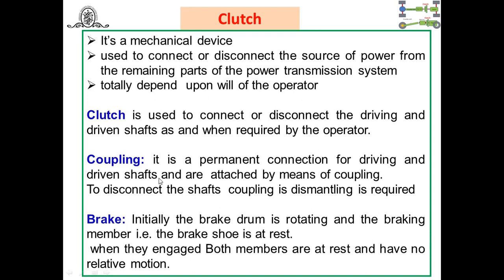Then another element is the brake. Initially the brake drum is rotating. Here also there are two units, driving and driven. The brake drum is the driving unit and is a rotating one, and the braking member, the shoe, is at rest. How are they engaged? The rotating member comes in contact with the stationary member, and when they engage, both members come to rest and we say the brake is applied.